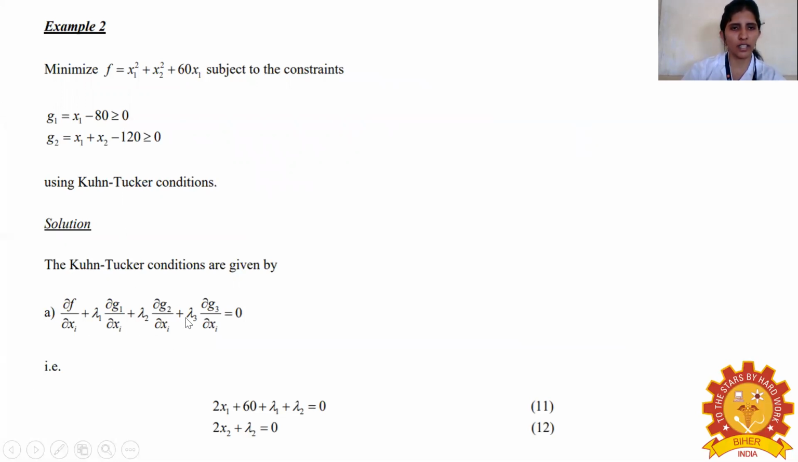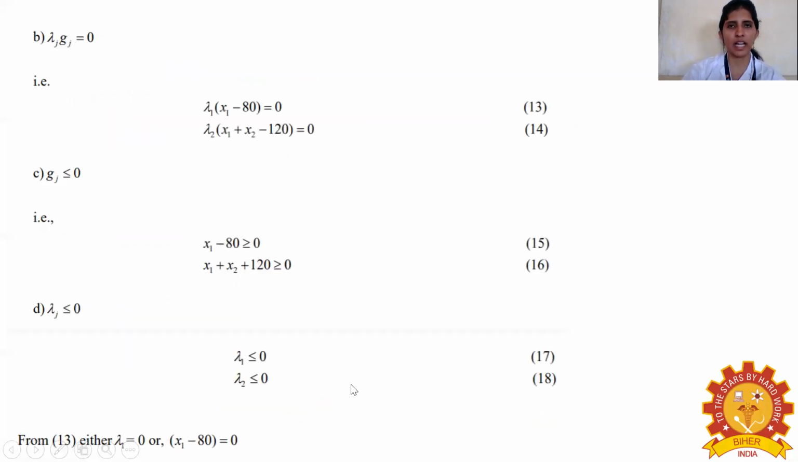So the Kuhn-Tucker conditions are given by this notation, and based on this we are substituting and finding the values. We are differentiating the objective function, and we get 2x1 plus 60 plus lambda 1 plus lambda 2. Okay, since we are differentiating with respect to x1, the x2 term is removed. Then we are differentiating with respect to x2, and we get 2x2 plus lambda 2 is equal to 0. So we name it as equation 11 and 12.